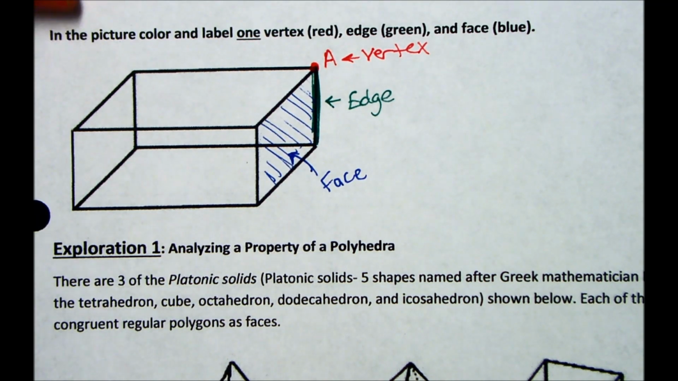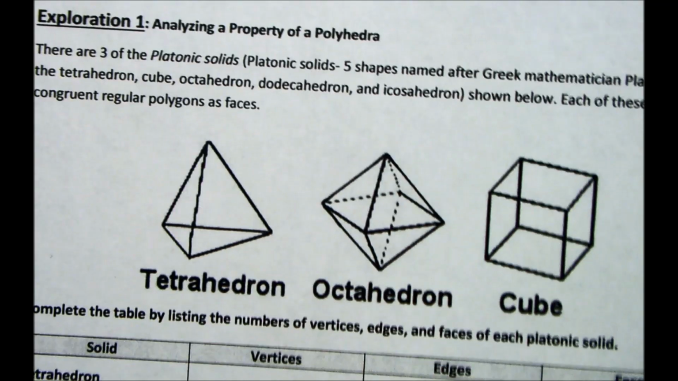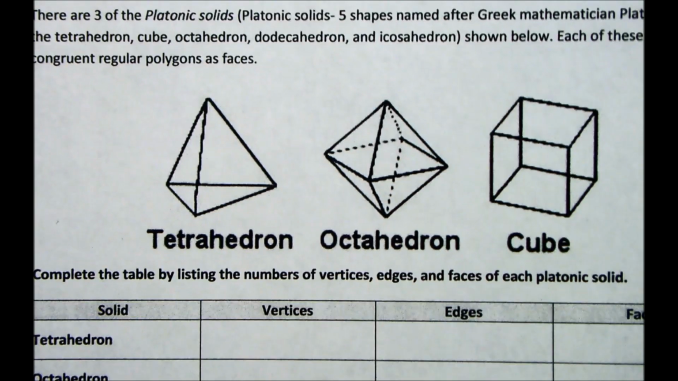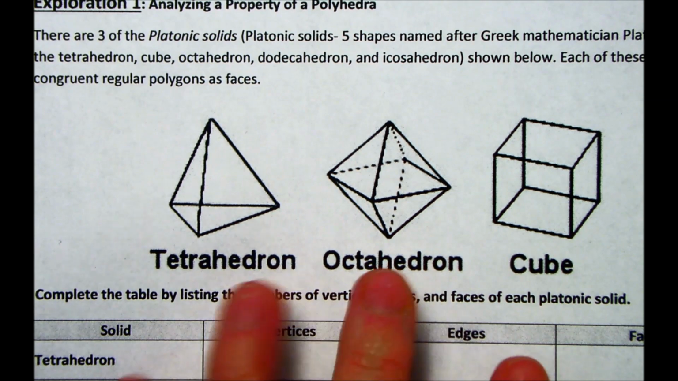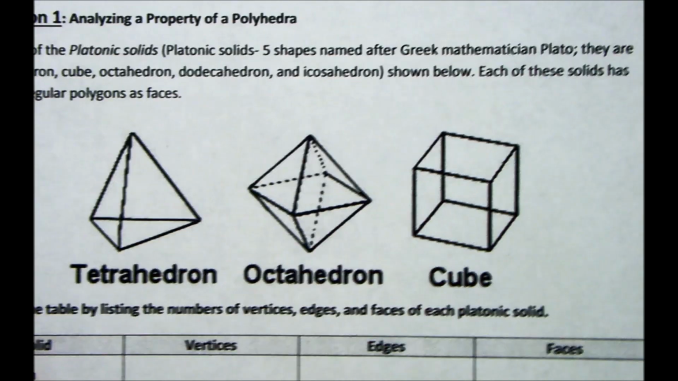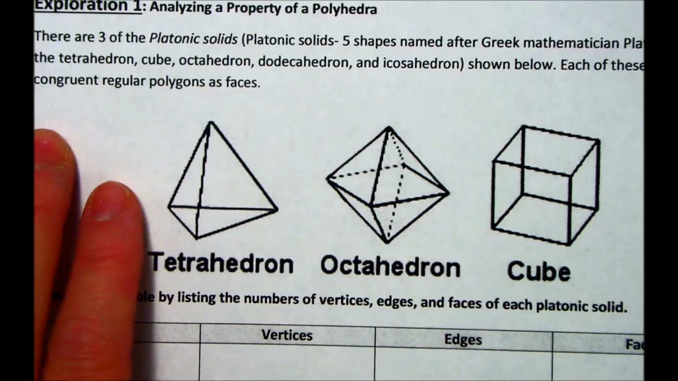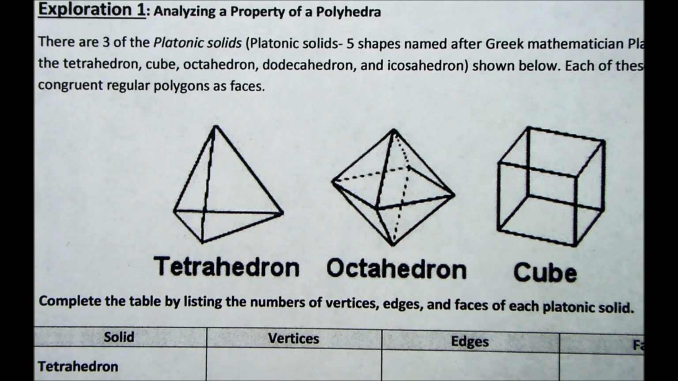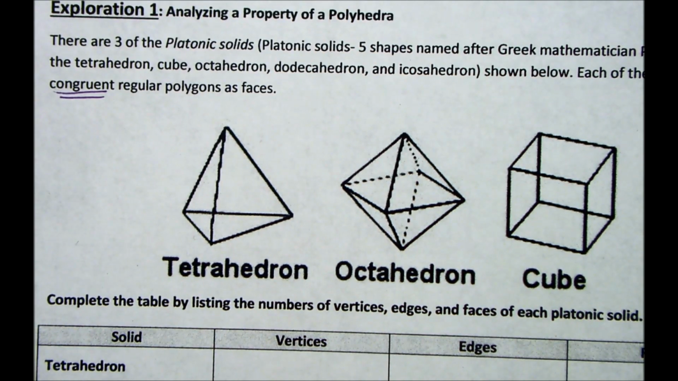There are a couple things that we're going to be doing with the vertices, edges, and faces. If we look at the directions here, they've got some other words, Platonic solids. The tetrahedron, the octahedron, and the cube are examples of Platonic solids. What makes it a Platonic solid is that each solid has congruent regular polygon faces. Well, what does that mean? Hopefully you know that congruent means that all the sides are the same.